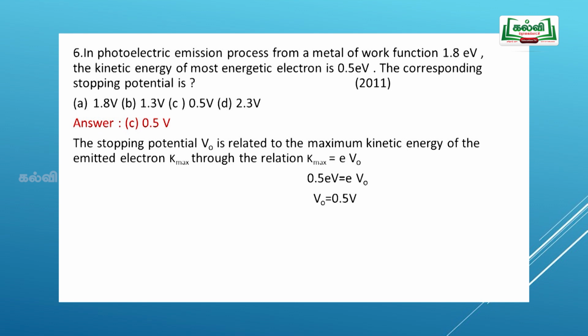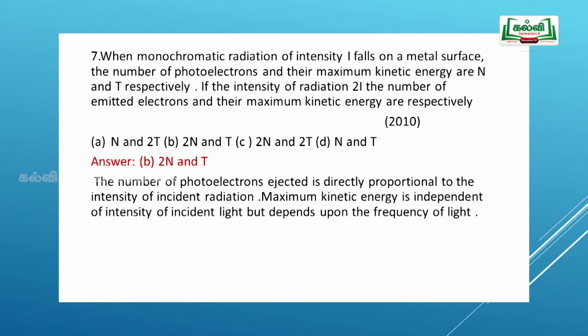As we all know, the stopping potential V0 is related to the maximum kinetic energy of the emitted electron, as we already learnt. The kinetic energy max equals eV0. So 0.5 eV equals eV0. So e on both sides will get cancelled. So V0 equals 0.5 volt. So the answer is option C, 0.5 volt. Next, we'll move on to the next question.